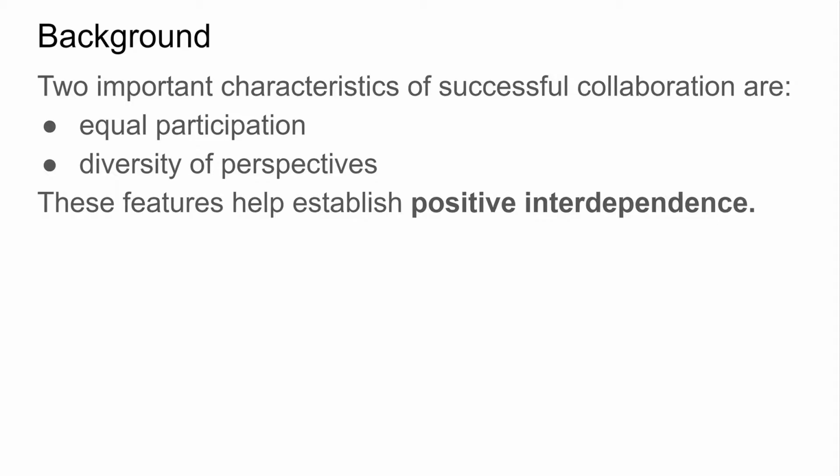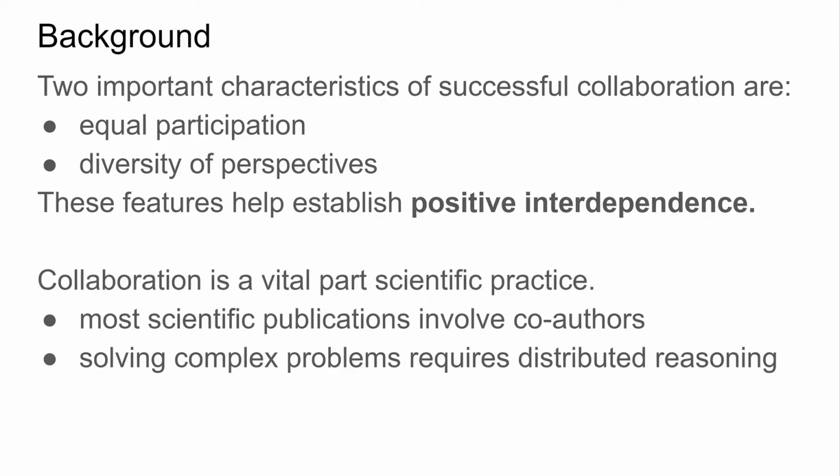Two important characteristics of successful collaboration are equal participation and diversity of perspectives. These features help to establish the condition that's been called positive interdependence. Johnson & Johnson introduced this term, positive interdependence, and defined it as follows. It is the perception that we are linked with others in a way so that we cannot succeed unless they do. Collaboration is a vital part of the scientific practice. Most scientific publications involve co-authors, and solving complex scientific problems requires distributed reasoning.